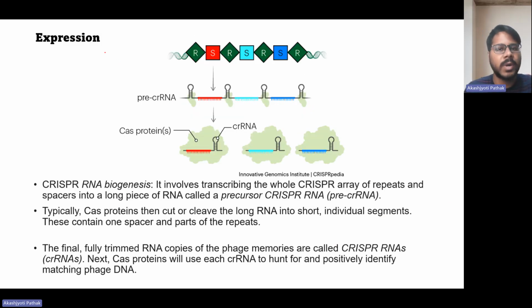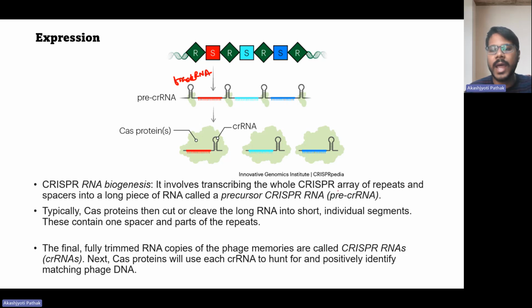Acquisition means this particular genome is acquired in the bacterial genome. Okay. Next step is expression. By expression, the CRISPR gene sequence that is present will be transcribed into a precursor CRISPR RNA. As you can see, these are the spacer RNAs that have been transcribed from this array. These are the transcribed crRNA, and this is the tracrRNA. So expression means CRISPR RNA biogenesis.